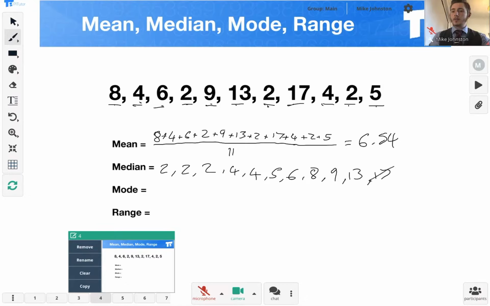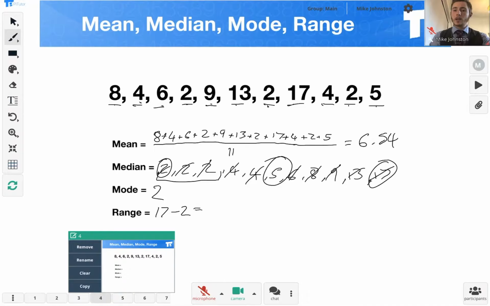Okay, so I'm just going to cross one from each end until I get to the number that's at the center. Then I know for definite that's the median. So we know the median is 5. And then mode is most. That's nice and simple because we've already put it into order, so we can see there are three 2s. So the mode equals 2. And then the range, again we can use the fact we put this into order, so we've got 2 is the smallest, 17 is the biggest, so the difference between them will be 17 take away 2, which is 15.